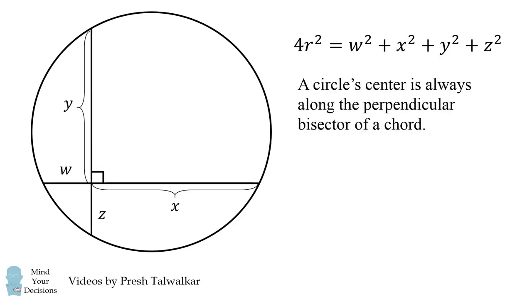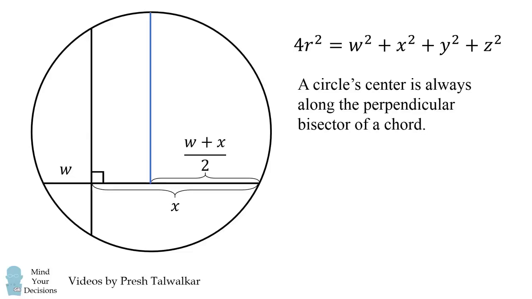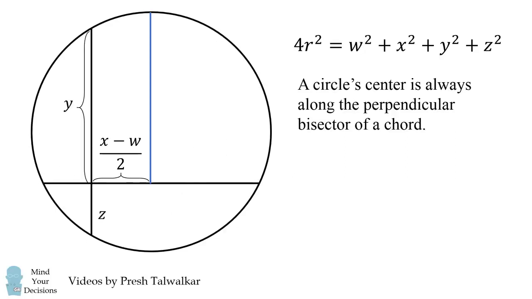The key principle is that a circle's center is always along the perpendicular bisector of a chord. So let's start out with the horizontal chord and draw its perpendicular bisector. Let's label some of these lengths. Now half of the chord will be W plus X all over 2. The remaining segment will be X minus this, and that works out to be the quantity X minus W all over 2.